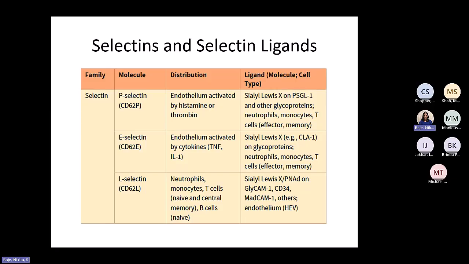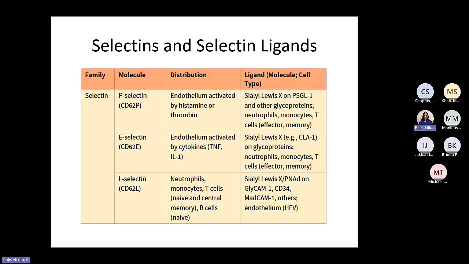So different types of selectins are P-selectin, E-selectin, and L-selectin. Like everything else in immunology, there are a couple of names to the same molecule. For selectins, it's CD62, and for each type there is a letter attached to it. So P-selectin is CD62P, CD62E is E-selectin, and CD62L is L-selectin.